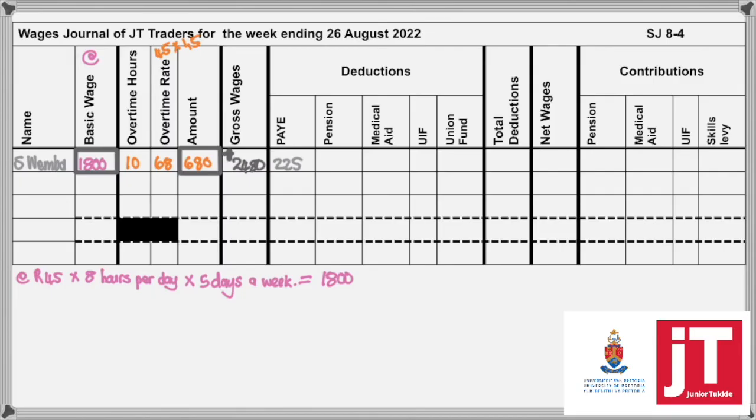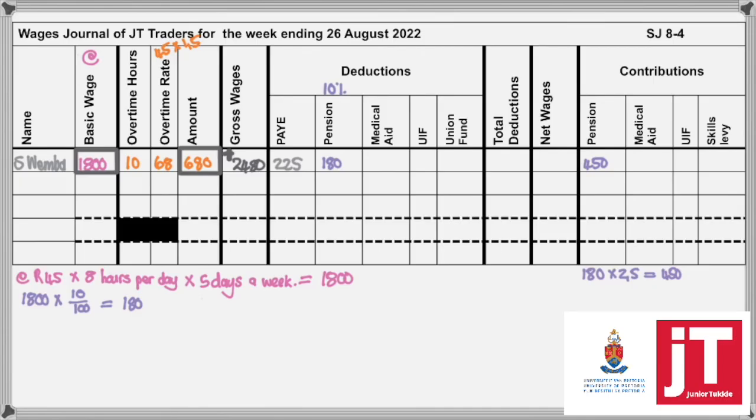And then pension fund, yet again, is 10% of basic. So now we do not include the overtime. We just look at the basic wages. So 1,800 times 10% gives us 180 Rand. So that's how I get the 180 there. And the same applies. 2.5 times will be contributed. So 180 times 2.5 gives us the 450 Rand for the pension contribution.